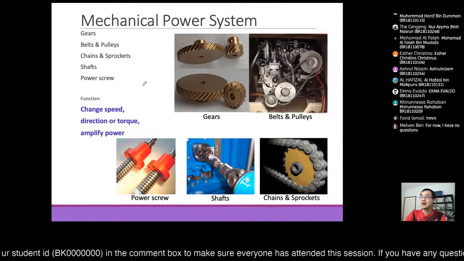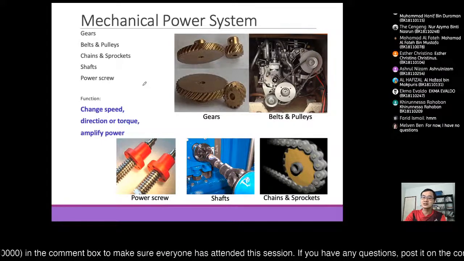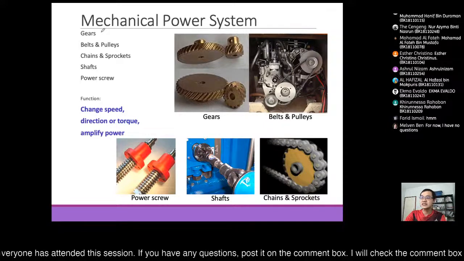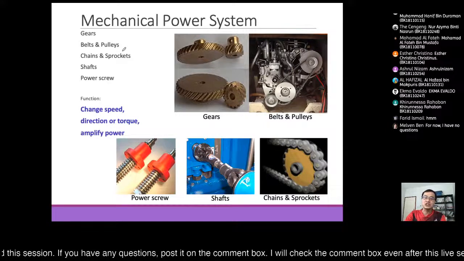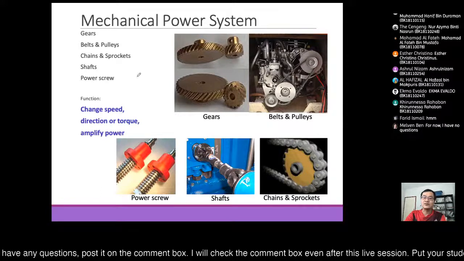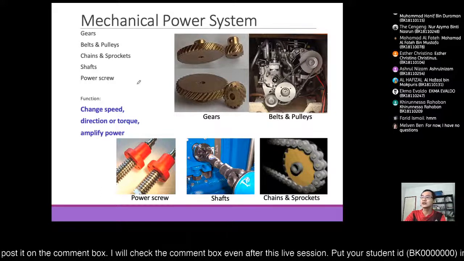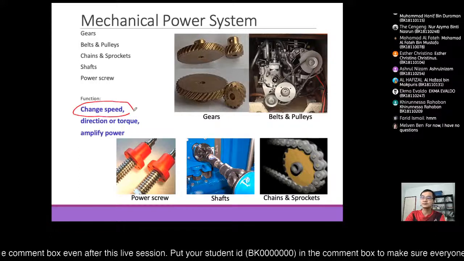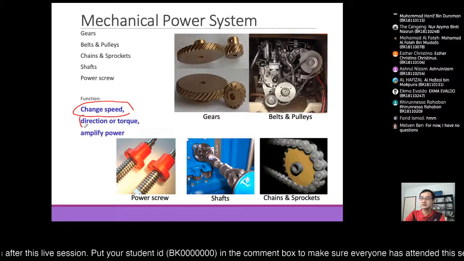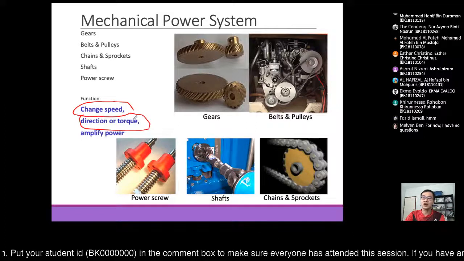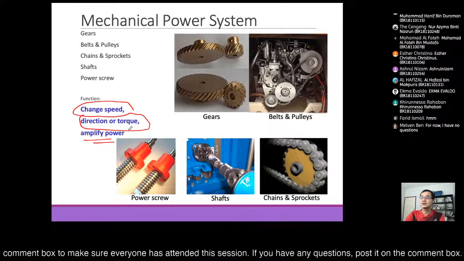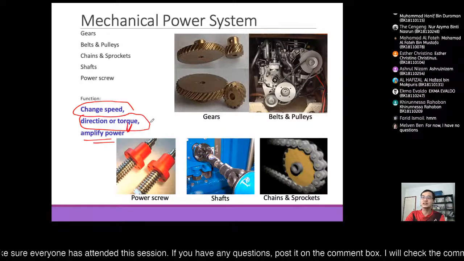In the mechanical power system itself, we can gain power by using combinations of these mechanical components such as gear, belt and pulley, chain and sprocket, shaft, as well as power screw. Their purpose is to change directions as well as the speed or torque. And also we try to amplify the power, which may be equivalent to the torque itself.